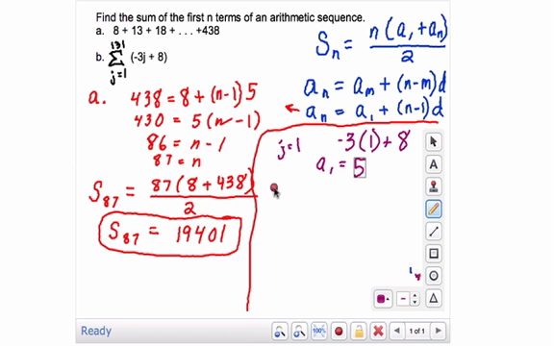Now what about when j is 131? I want to find out what a sub 131 is. So I plug that into the expression, negative 3 times j, but I'm going to replace j with, excuse me, positive 131, and I'm going to add 8. So you multiply 131 times negative 3 and add 8. And that is going to give you negative 385.